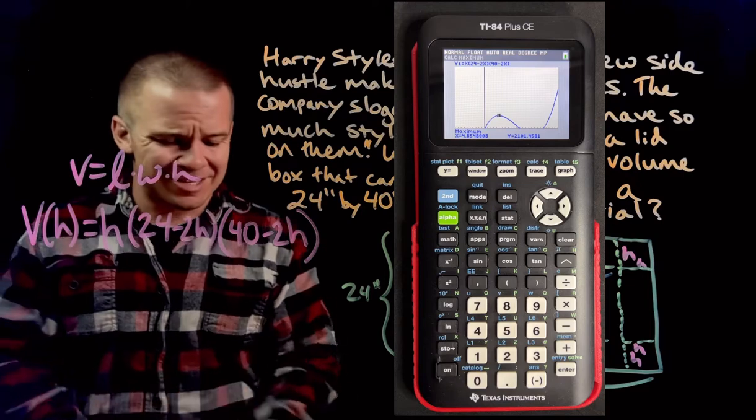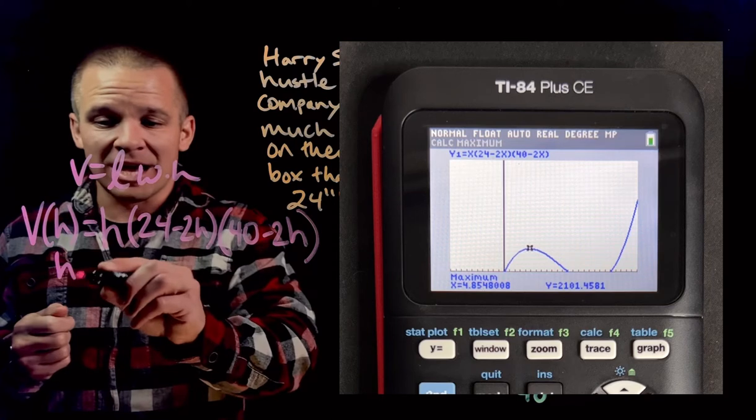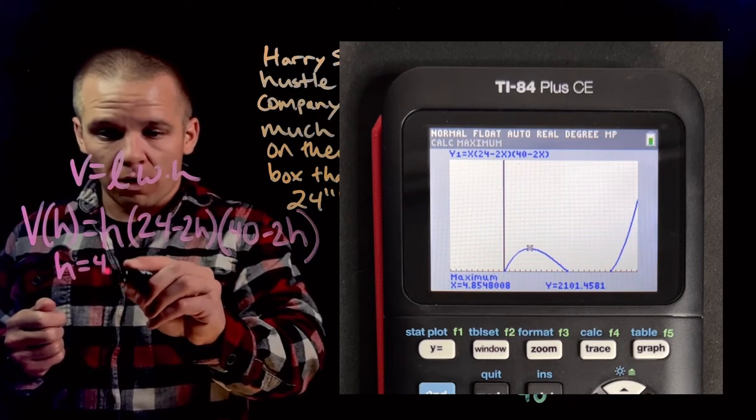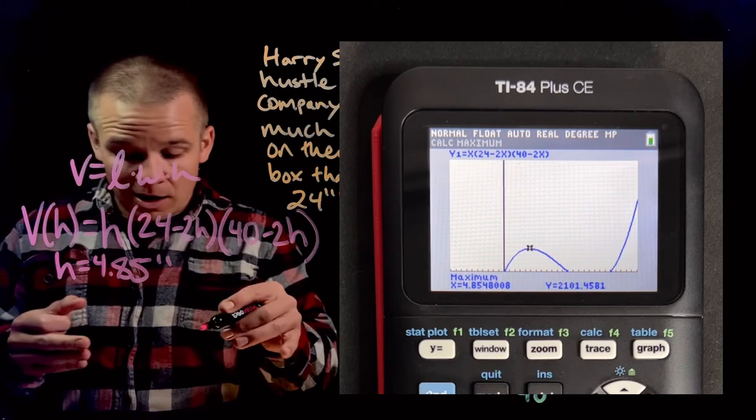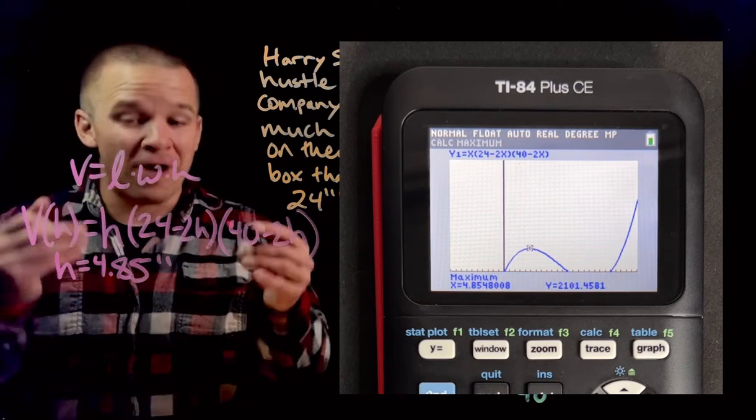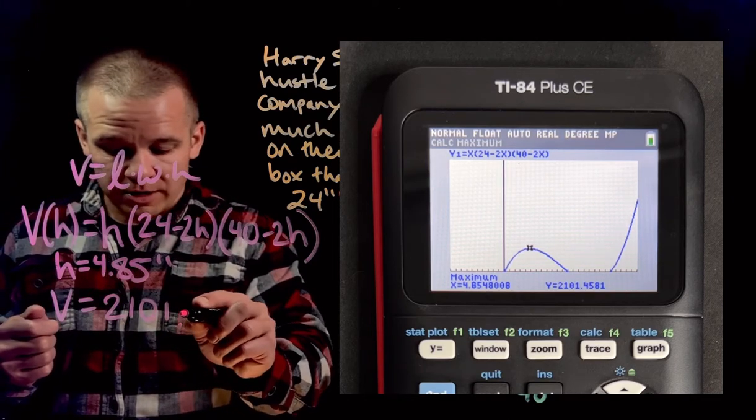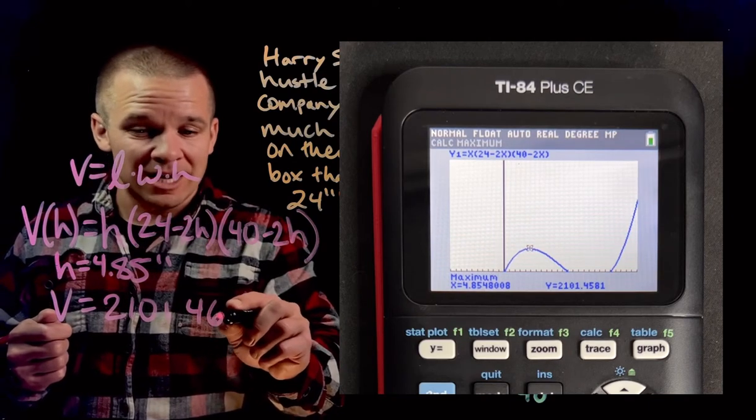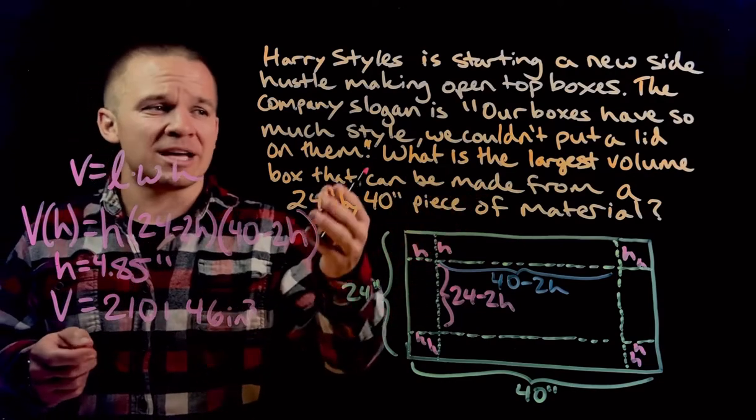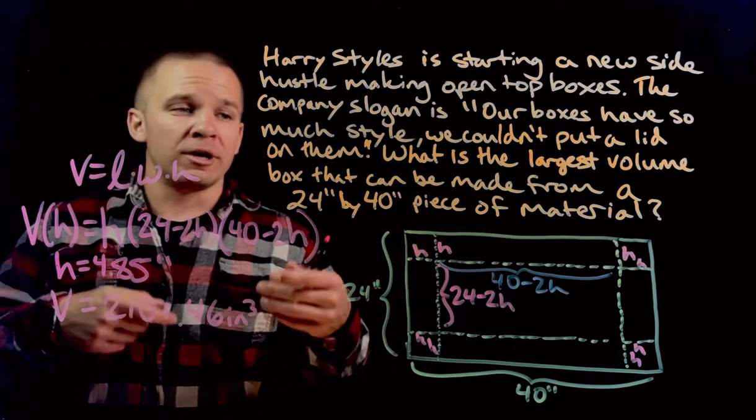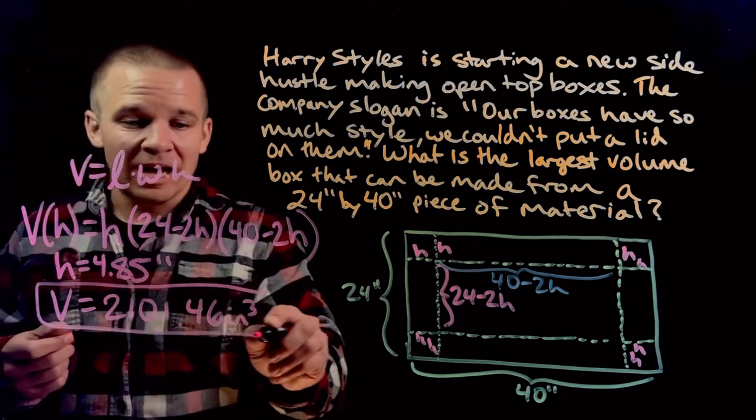So what the heck does this stuff mean? Well, let's remember that my x is my h. So that means that my height, the h, is equal to 4.85 inches. And then my y value, that's my volume. So my volume is 2,101.46 inches cubed. Now for this one, it says, what is the largest volume box that can be made from a 24 by 40 inch piece of material? It's only asking for my volume here, so this would be my final answer in this problem.